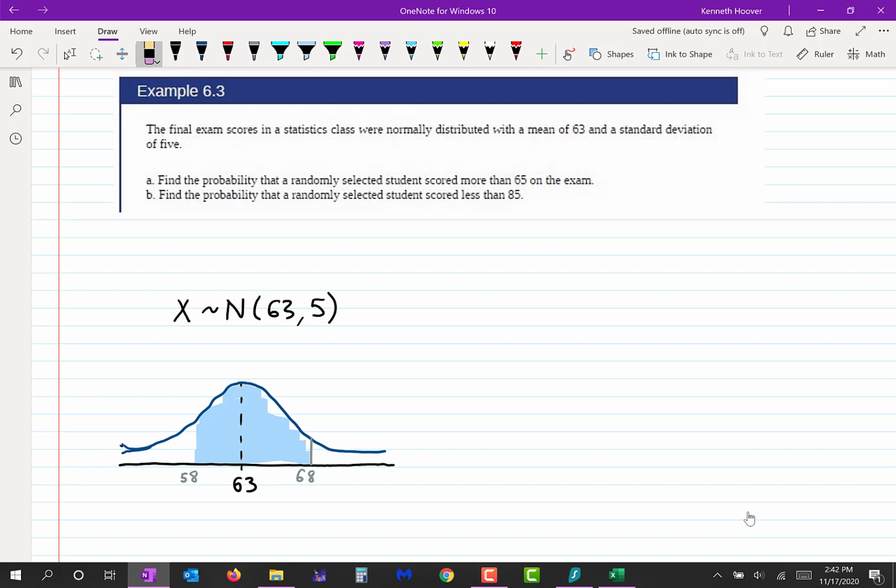If I go from 53 to 73, I know that approximately 95% of the class has test scores in that range. And if I go from 48 to 78, I know that approximately 99.7% of the class has test scores in that range. Okay? But what is it that they're going to ask us, though?